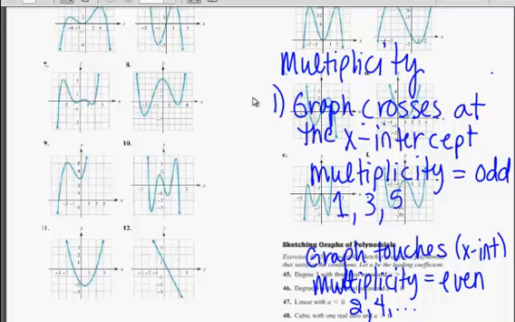Okay, here's another one. This is an even graph because the end behavior is going in exactly the same direction. We have 1, 2, 3 turning points. So for an even graph to have 3 turning points, it has to at least be a 4th degree. Count our intercepts to make sure we don't need to go up to 6. We have 1, 2, 3, 4 intercepts, so they're all crossing.